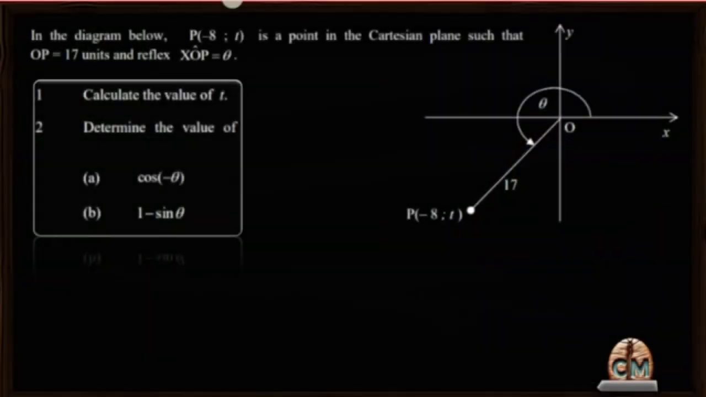In this diagram, P has coordinates negative 8 and T, right over there. It's a point in the Cartesian plane such that OP is 17 units, and we have a reflex angle XOP designated as theta. So that's that over there. Remember, this is our reference angle between the x-axis and the actual radial we're given, or the terminating line segment.